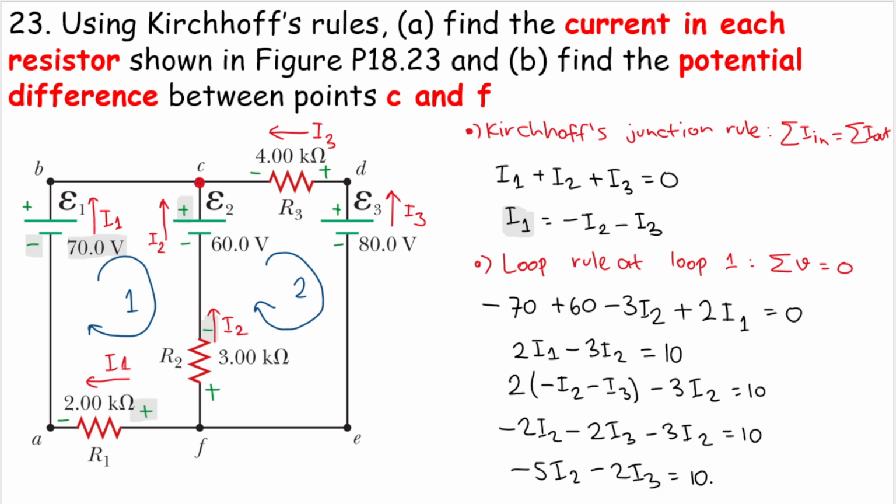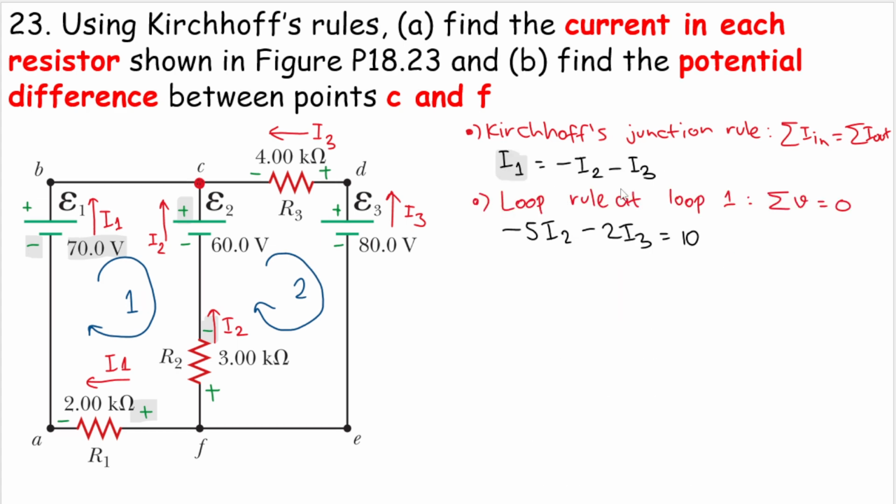Okay, we have another loop to take care of. Let's erase this, and what can we do there? Okay, so far we get these two equations. We still need to do analysis on this loop rule at loop 2. Okay, let's do that. Loop rule at loop 2.